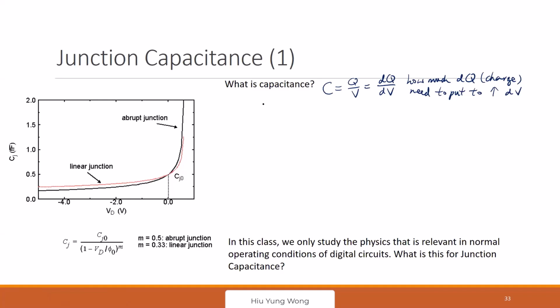If I need to, for example, for this device, it was 0 volt here, 1 volt here, now become 1.1 volt. This is still 0 volt, right? So delta V is 0.1 volt. In order to bring it to 1.1 volt, if I need to put, let's say, 1 coulomb of charge, then the capacitance is just equal to 1 divided by 0.1, which is 10 farad. This is a very big capacitance, but just an example. Is this okay?